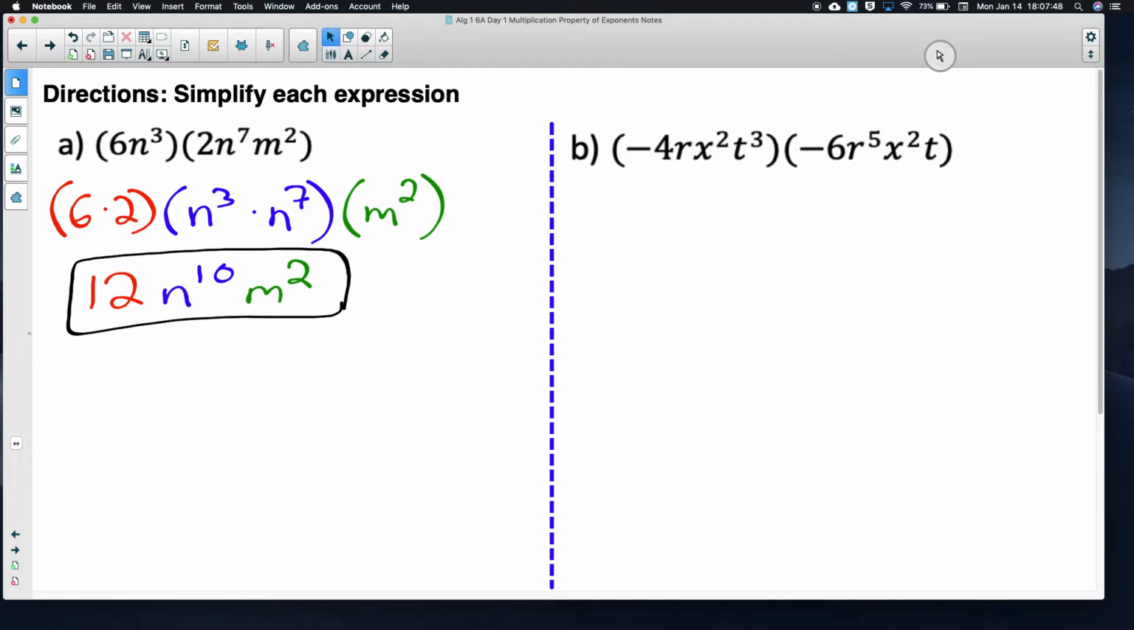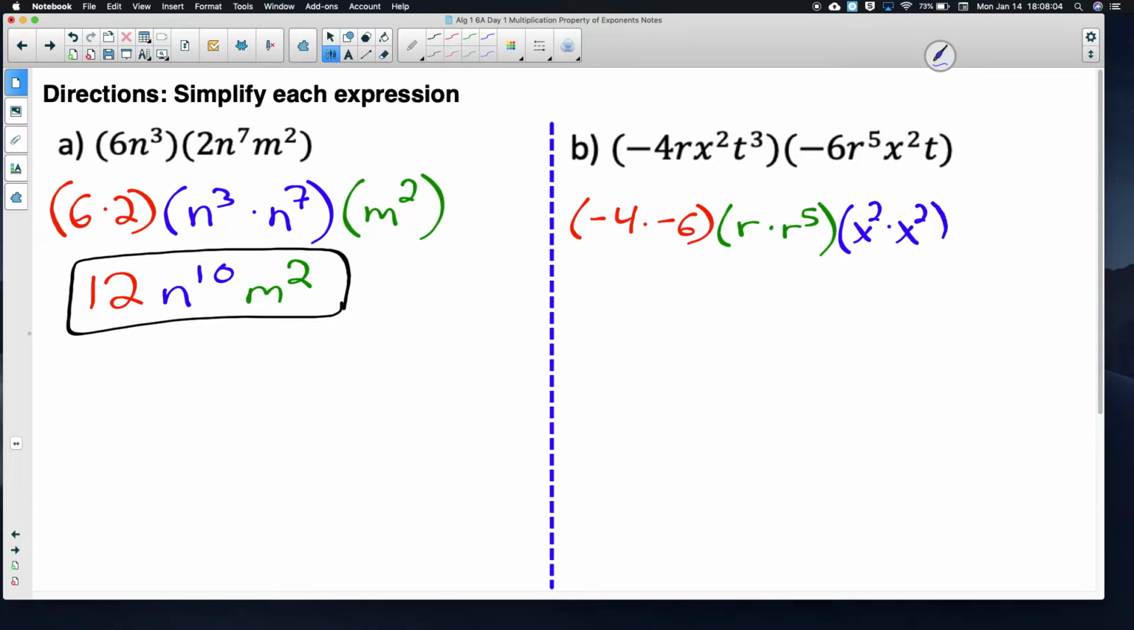Similarly, in b, what I want to do is group together what I can. I've got negative 4 times negative 6. I have r times r to the 5th, x squared times x squared, and then last but not least, I've got t cubed times t. And there, I've accounted for everything that was in my original problem. I'm just rearranging it so similar parts are together. And then I can just multiply.